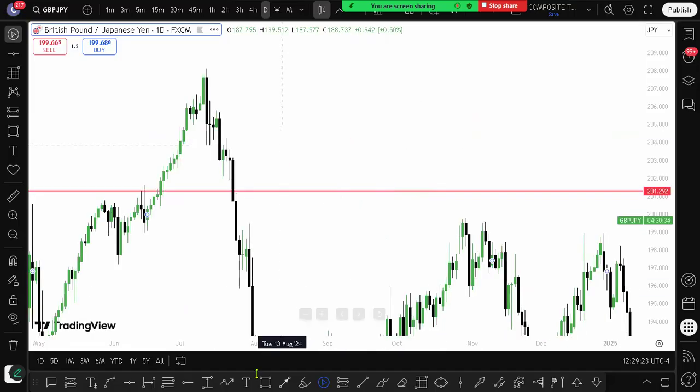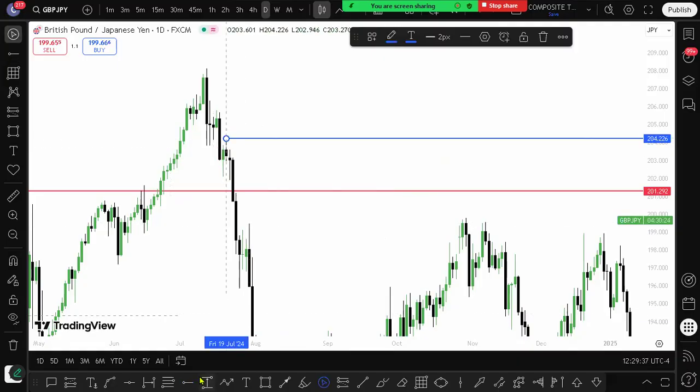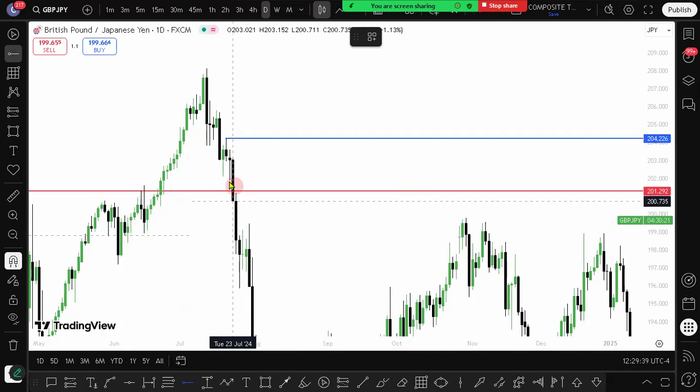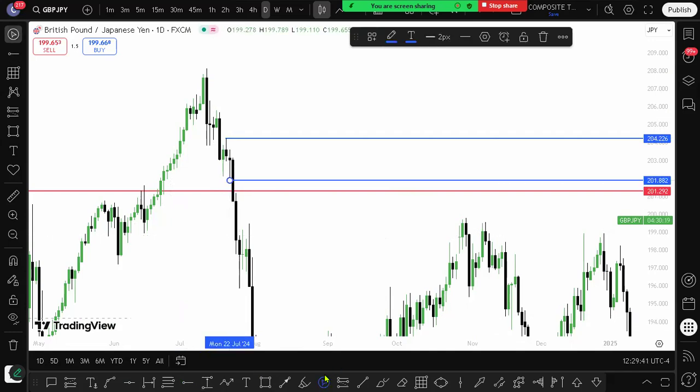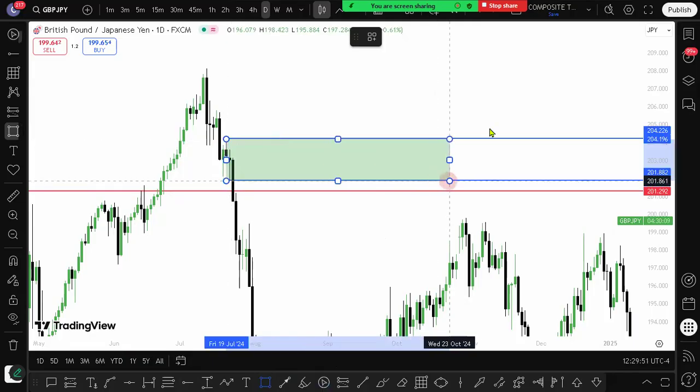When I look at it on a daily chart, we have here rally base drop, base drop, base drop. So on the daily chart, we have this particular supply, this rectangle. All right, that's the zone that we have here.